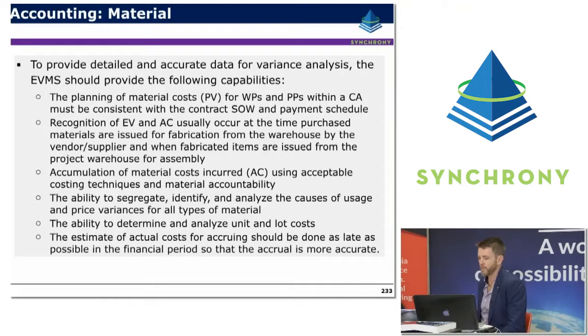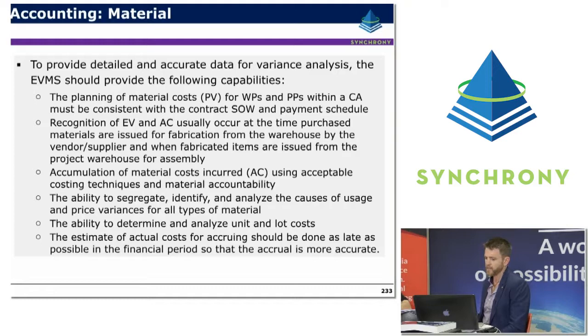The accumulation of material costs incurred, or actual costs, using acceptable costing techniques and material accountability. The ability to segregate, identify and analyse the cause of usage and price variances for all material types. So that's about being able to track changes in quantities as well as being able to track changes in price or the costing of the materials. The ability to segregate, identify and analyse the causes and usage of price variances for all types of material. The ability to determine and analyse unit and lot costs.